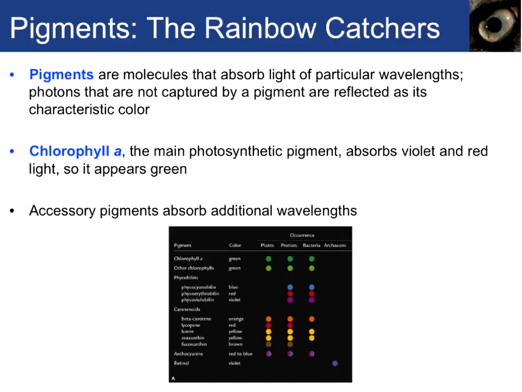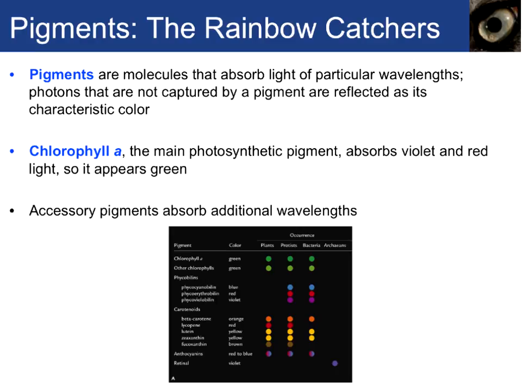So pigments are molecules that absorb light of particular wavelengths. Photons which are not captured by a pigment are reflected as its characteristic color. Chlorophyll a, which is the main photosynthetic pigment, absorbs violet and red light. And so it's going to appear green, because that's the light that's reflected instead of being absorbed. This is why most plants appear green, because the chlorophyll is reflecting the green light.